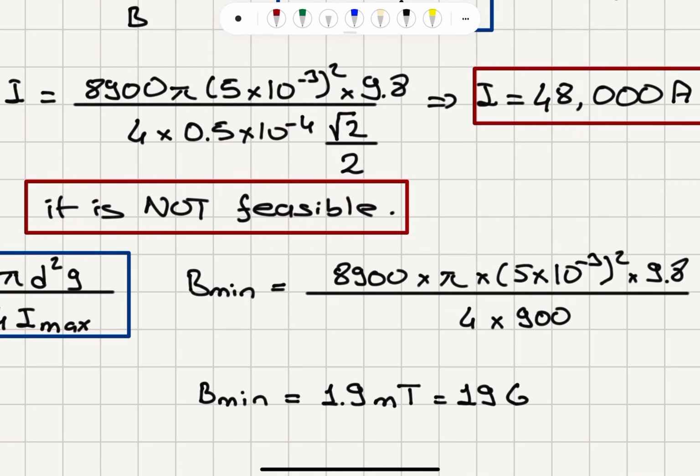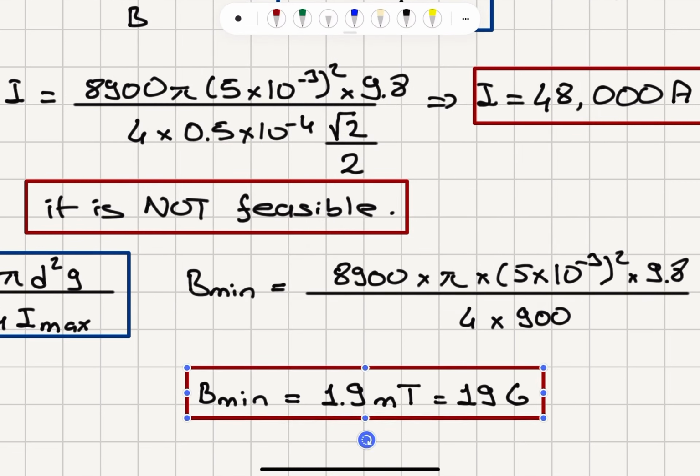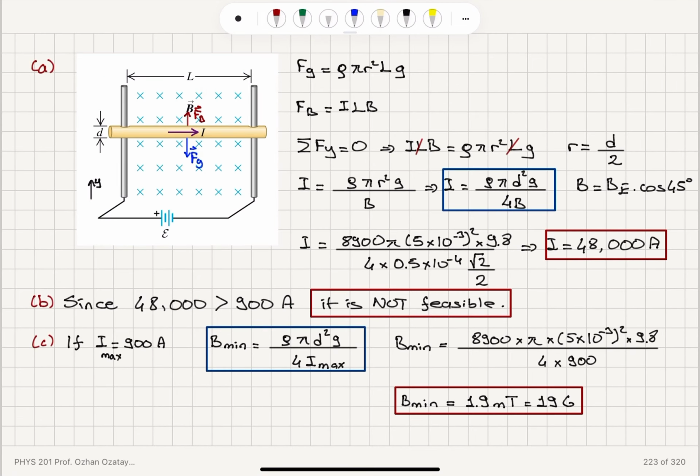So instead of the 0.5 square root 2 over 2, I would need a 19 Gauss magnetic field for this device to work if I allow 900 amps current to pass. So just before it melts, then it's going to levitate.